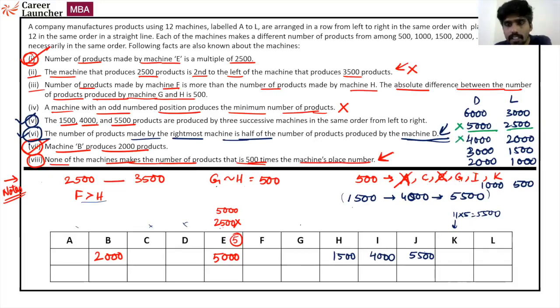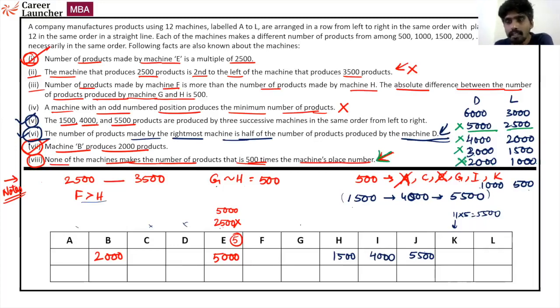So 4000 is already taken by I. D and L 3000 and 1500 is not possible because 1500 is already taken by H. D and L 2000 and 1000 is not possible because if D and L are 2000 and 1000, D is place value 4, 4 into 500, 2000, we would have violated point 8. That is the most important point from the setup that seems.